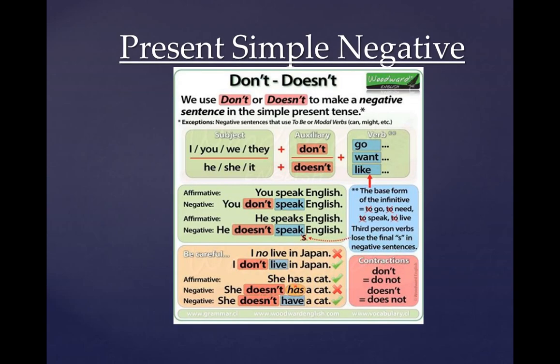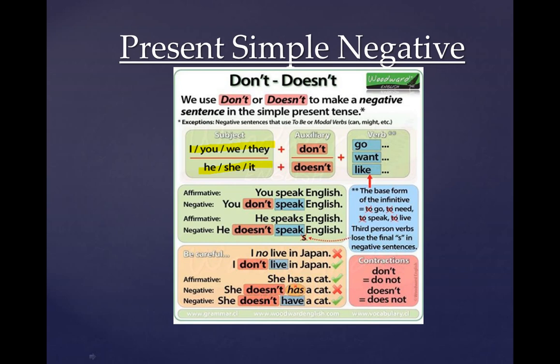This is the negative of our present simple. We use don't or doesn't to make negative sentences in the simple present tense. This is the formula. We use the subjects I, you, we, they, he, she, or it, plus an auxiliary verb, don't or doesn't, and the following verb, which is go, want, like, and the complement. So every time that we have I, you, we, and they, we are going to use don't, and for he, she, and it, we are going to use doesn't.